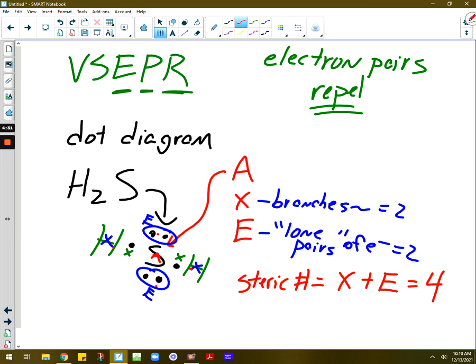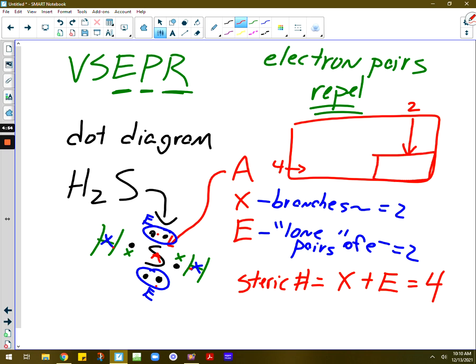So I'd use my VSEPR chart. I would find the row where it says steric number equals 4, which is going to be my bottom row. And then it says across the top, how many lone pairs. And when I look at the intersection on my chart between steric number of 4 and 2 lone pairs, I find the place where they intersect. The place where they intersect has got an A with 2 X's and 2 E's, and it says the name of that shape is bent. And so that's the shape I go with.